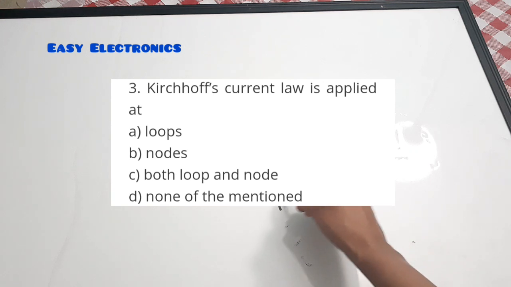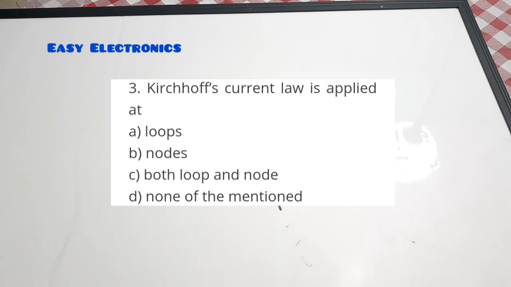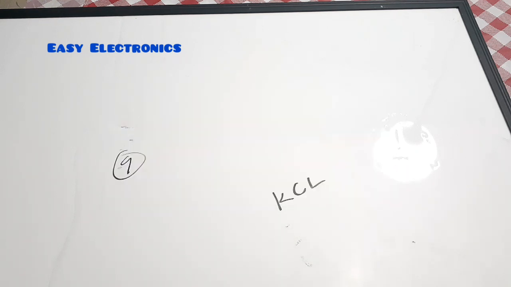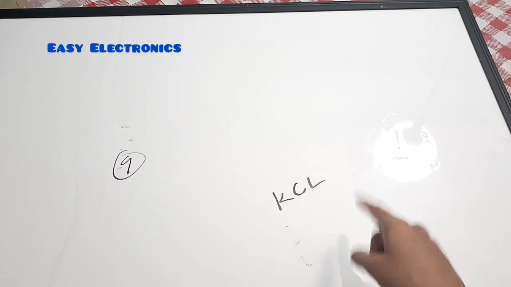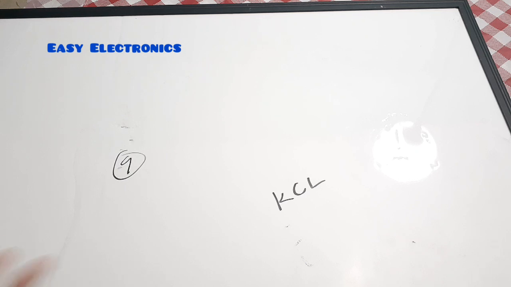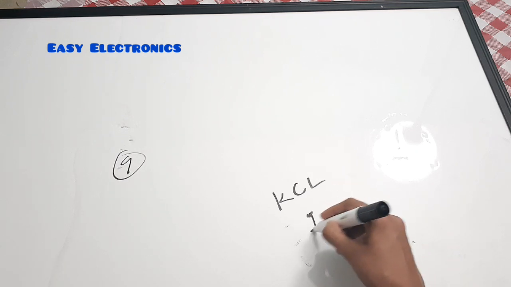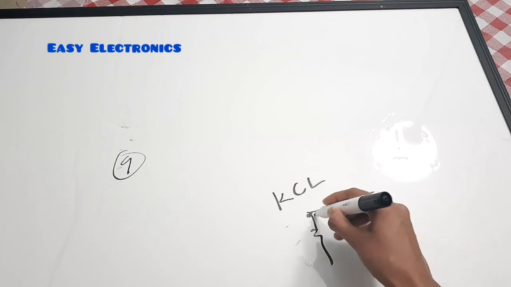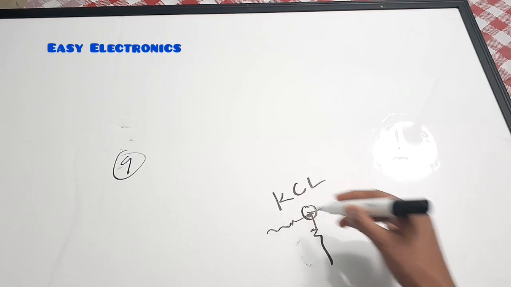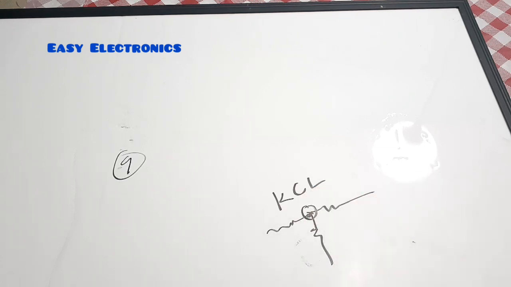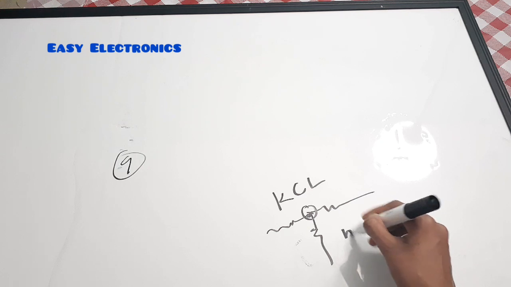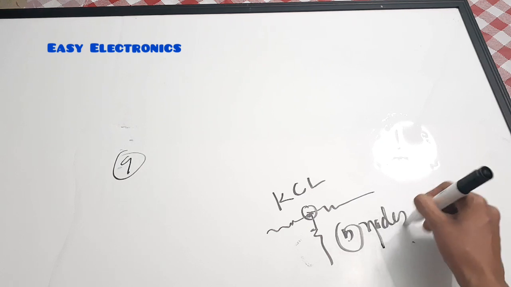So again, the question is related to the previous question, that is talking about the Kirchhoff current law or KCL. So this current law is applied at the nodes of the network. In various nodes, we apply Kirchhoff current law. So the correct answer is B, nodes. Okay.